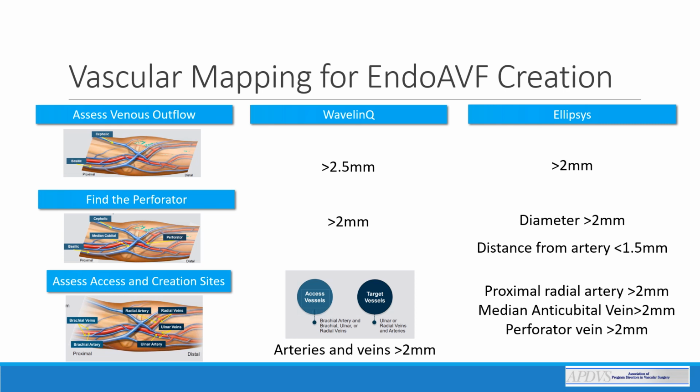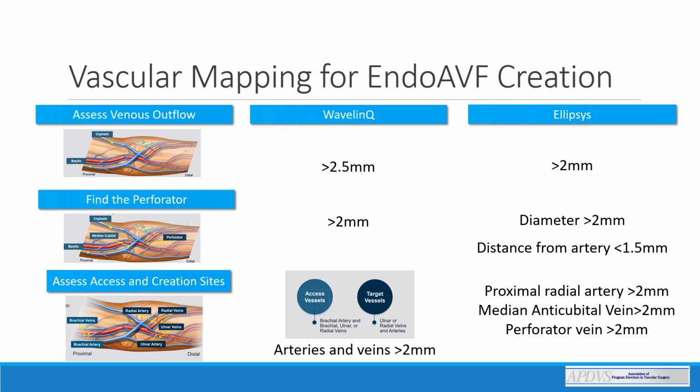There are specific protocols for vascular mapping for those two devices to identify patients that are candidates for endo-AVFs. First part is to evaluate venous outflow, which is the upper arm cephalic or basilic veins. If the patient has adequate forearm veins, endo-AVF should not be performed. WavelinQ recommends using outflow veins over 2.5 mm in diameter and Ellipsys recommends over 2 mm.